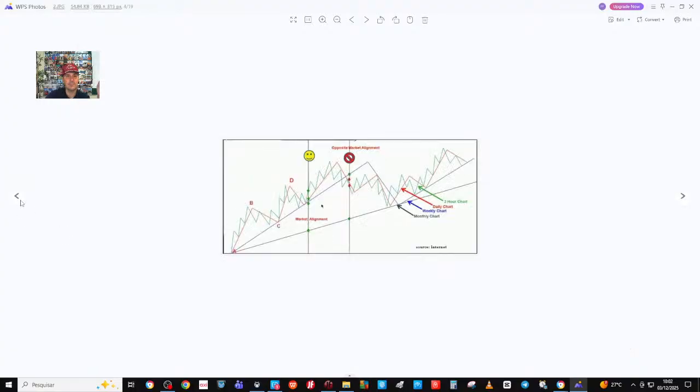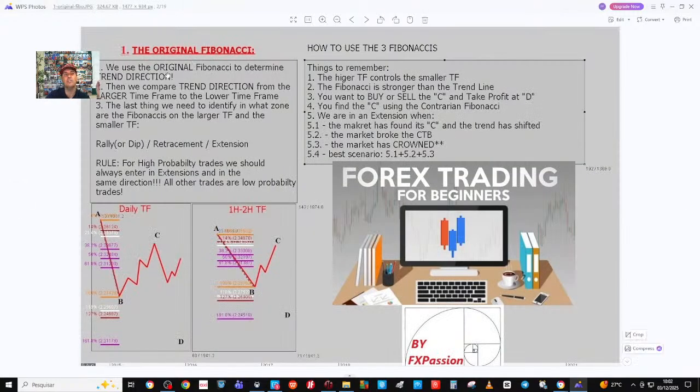Alright, let's make it easier for you. The original Fibonacci. We use the original Fibonacci to determine trend direction. Then we compare trend direction from the larger time frame to the lower time frame. The last thing we need to identify is in what zones the Fibonacci is on the larger time frame and the smaller time frame. A rule for high probability trades, we should always enter in extensions and in the same direction, you know. Olga says sell.